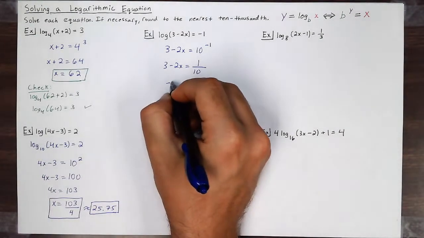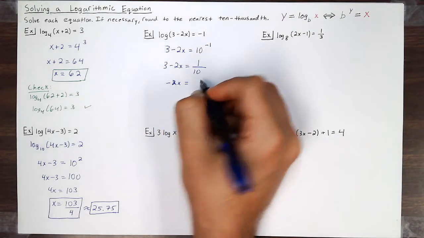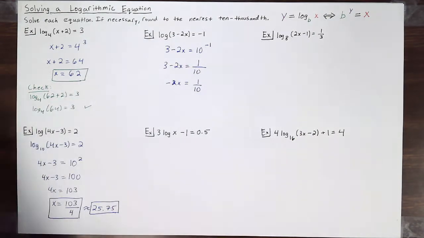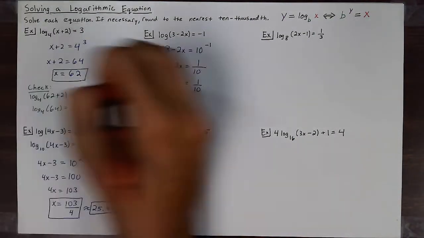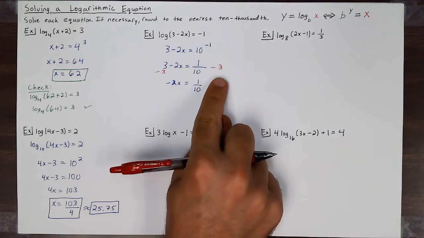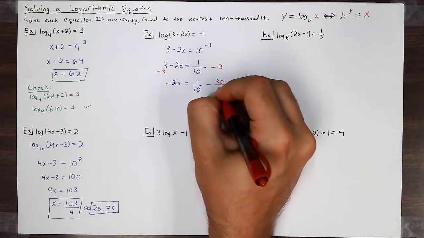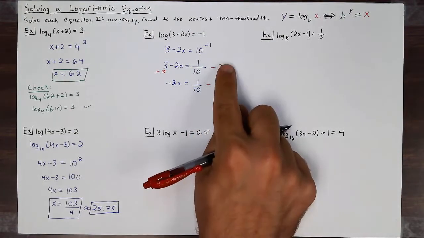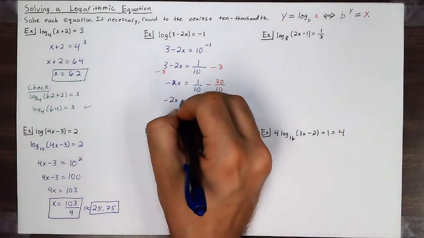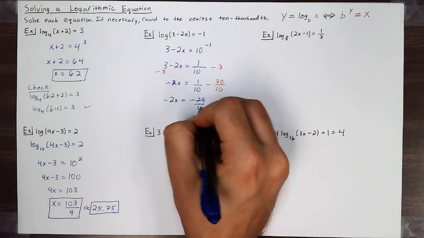So we'll subtract 3. So we'll have 1/10, and I'm just going to put that in red so it sticks out. And we're going to subtract that 3. So we need a common denominator. So minus 30 over 10. That is equal to 3. Subtract those two numbers, and we get negative 2x is equal to negative 29 tenths.